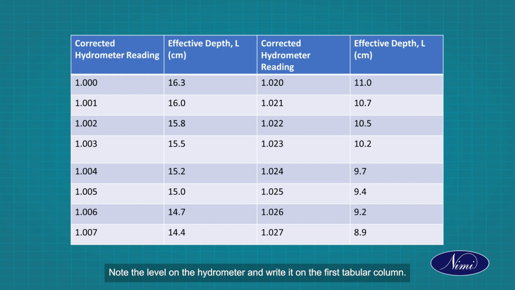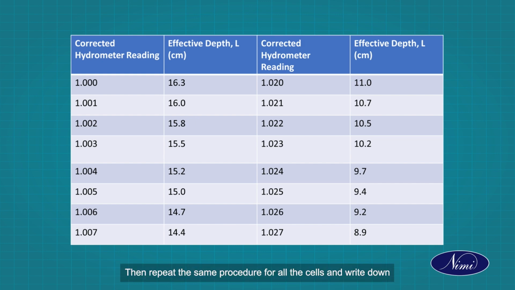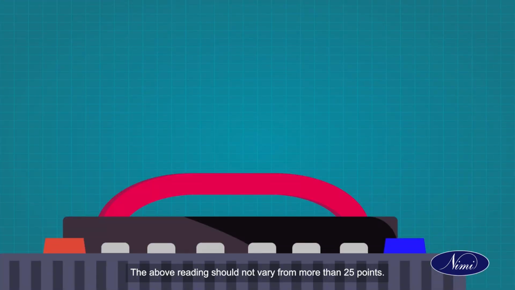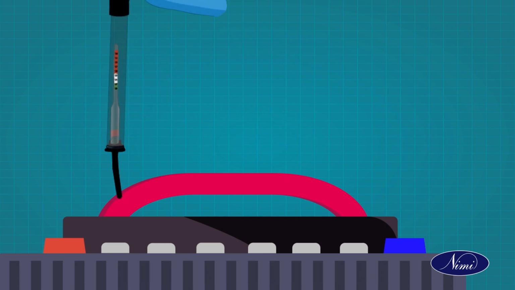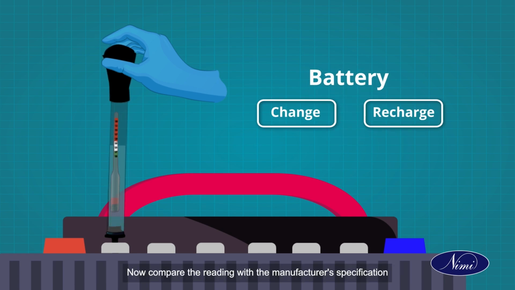Note the level on the hydrometer and write it in the first tabular column. Then repeat the same procedure for all the cells and write down their readings in the tabulation. The readings should not vary by more than 25 points. While doing this process, protect your hands and clothes from the battery's acid. Now compare the reading with the manufacturer's specification to finalize whether the battery can be recharged or needs to be replaced if it is in poor condition.